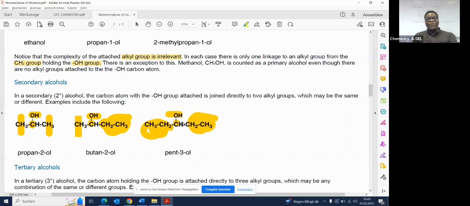Carbons 1, 2, 3, 4, 5. From pentane, we remove E from pentane. Where is the OH hydroxy group attached? So if we start from the left, one, two, three, it's the same as starting from here, one, two, three. So whichever way, it's gonna give us pent-3-ol, or 3-pentanol.